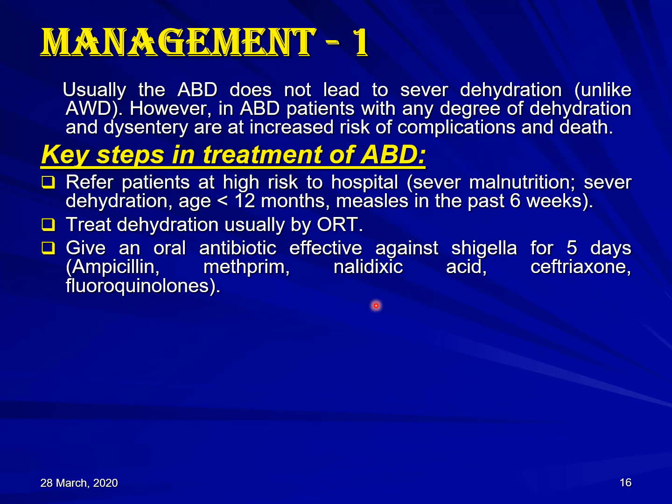Oral antibiotics should be given over 5 days for shigellosis. These include ampicillin, methadone, nalidixic acid, ceftriaxone, and fluoroquinolone. Fluoroquinolone is contraindicated below the age of 17, some say 12, because of the risk of arthropathies. So we try not to use it in young children.